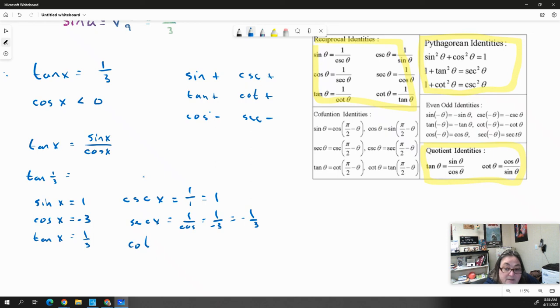Cotangent of x is the reciprocal of tangent, right? It's 1 over tangent, which just flips this over, and that would be 3, right? 1 over 3, if I flipped it over, would be 3 over 1, which just equals 3. This one was nice and easy for us, wasn't it?